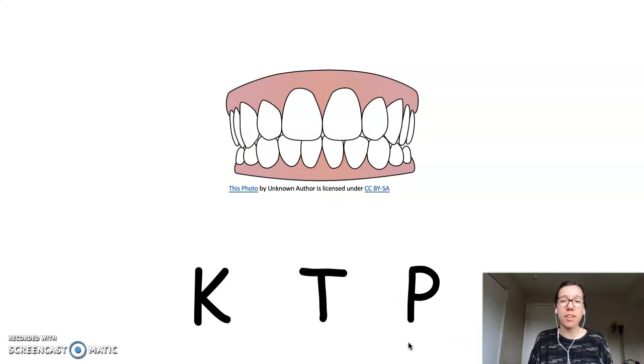Here we have teeth, teeth. Is the beginning sound in teeth made by K, T, or P? Good, it's made by T. T is the first letter in teeth. Now I picked some letters here that might have made it a little bit tricky, because K says k and P says p. Those sound similar to T, but if we listen carefully, we can tell that the first sound is t, which is made by T.